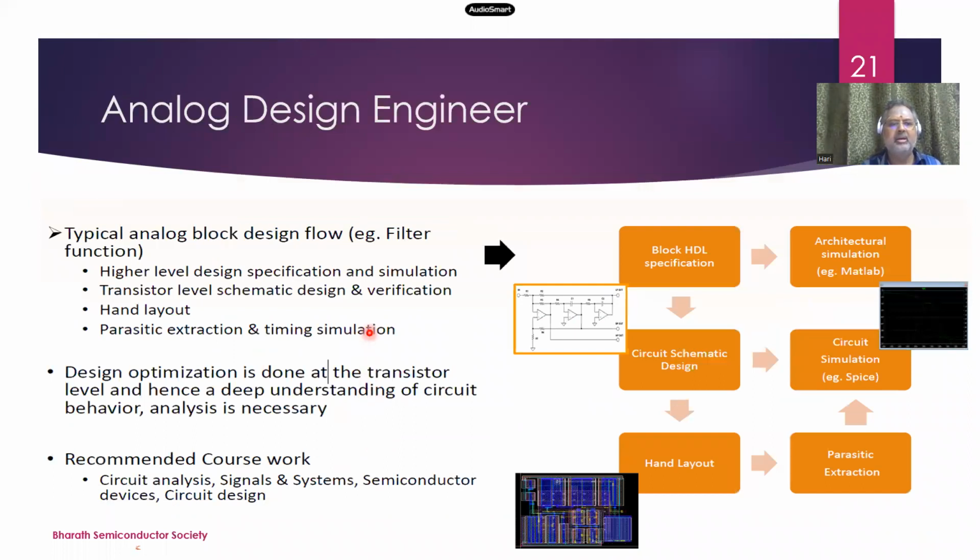But for an analog design engineer, you should know typically what the analog block design flow is. When you want to design a filter function, for example, how to design a filter? You should understand the specification. Then you should be able to simulate the specification. And you should do a transistor level schematic design. Using schematic tools, in terms of CMOS transistors, you should be able to do a design using schematic entry, and verify that using simulation tools. There are many tools available, even in the public domain, you can verify that.